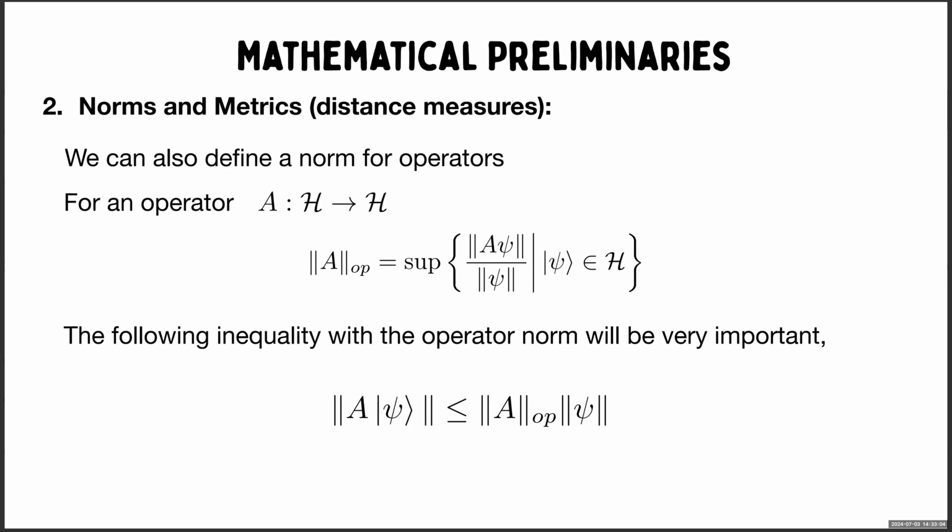And another important inequality that we will use throughout the mini-school relates the norm of A acting on some vector psi. It says that it's bounded above by the operator norm of A times the norm of the vector psi. And we'll talk later about why that's true.